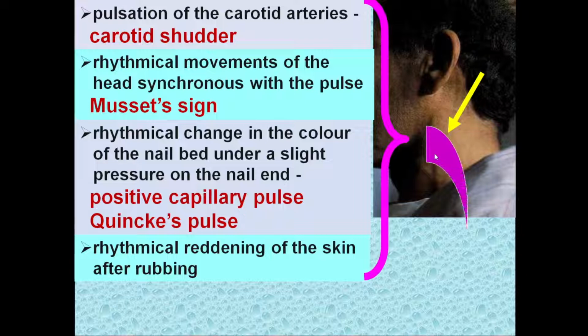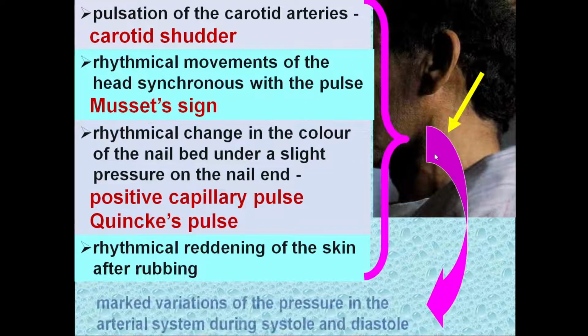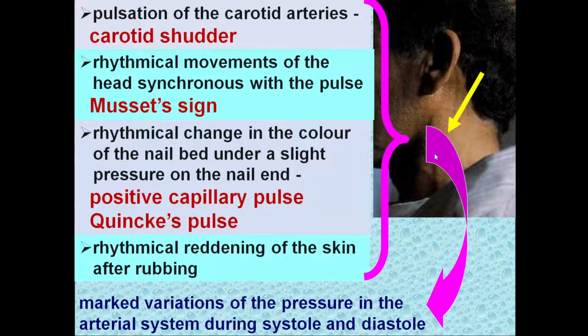All these symptoms appear due to variation of the pressure in the arterial system: high during systole and low during diastole, because vessels overfill with blood during the systolic period and empty during the diastolic period.